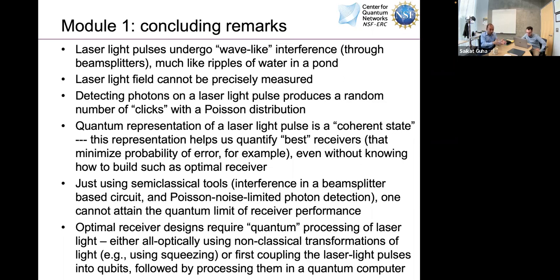You can do it either all optically, using squeezing, linear optics, photon detection, feed forward, and so on, or you can first couple the states of laser light pulses into qubits, like trapped ions, color centers, neutral atoms, cold atoms, whatever is your favorite qubit format, followed by processing those qubits in the native quantum computer.